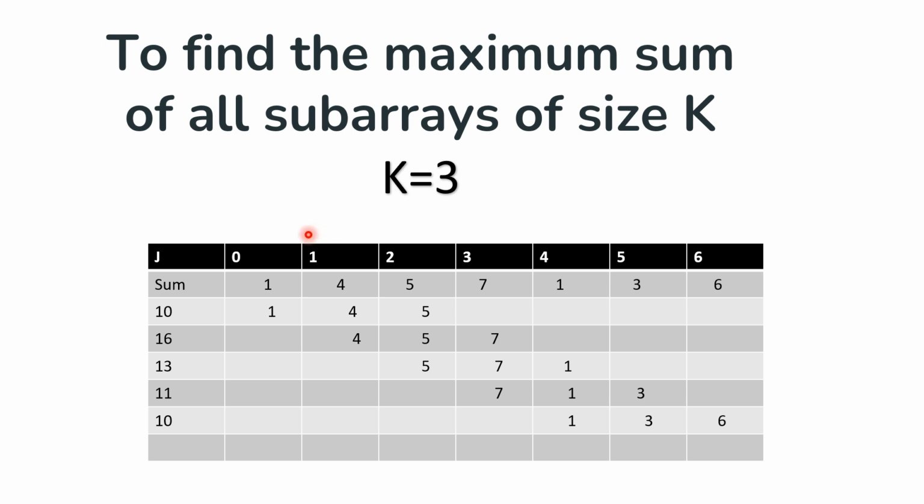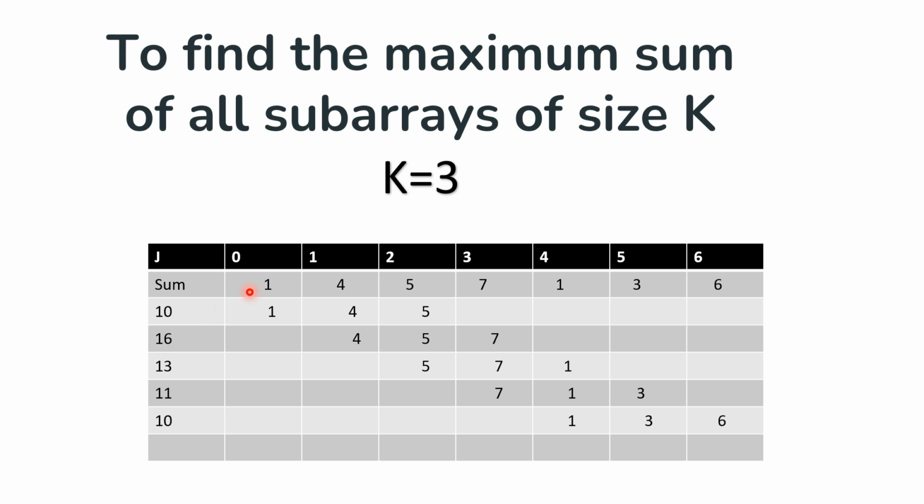Here j is 1, so the sum of 1 and 4 is 5, but our window size is not 3, so we do nothing and move to the next index. And here our window size is 3 and sum is 10, so we will update the answer. As j is less than 3, we didn't remove any element from the window.